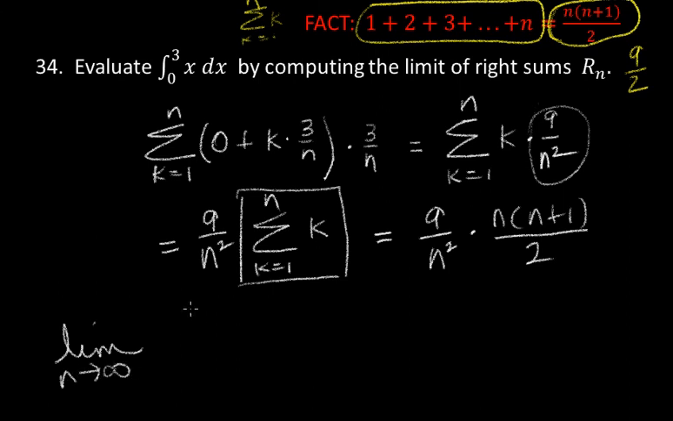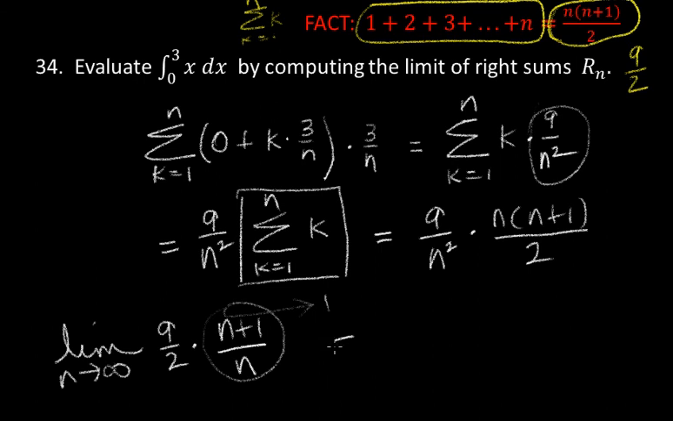The limit as n goes to infinity of, well, one of these n's cancels, so let's write 9/2, and one of the n's canceled, so we have n plus 1 over n. Now you know that n plus 1 over n approaches 1 as n goes to infinity, so this limit is equal to 9/2, exactly what we knew we should get.